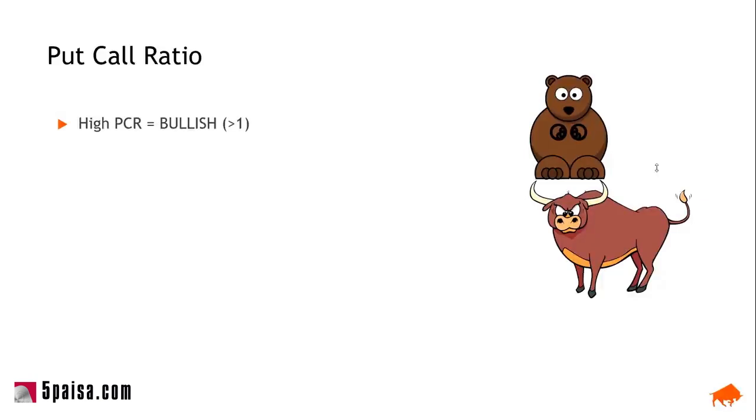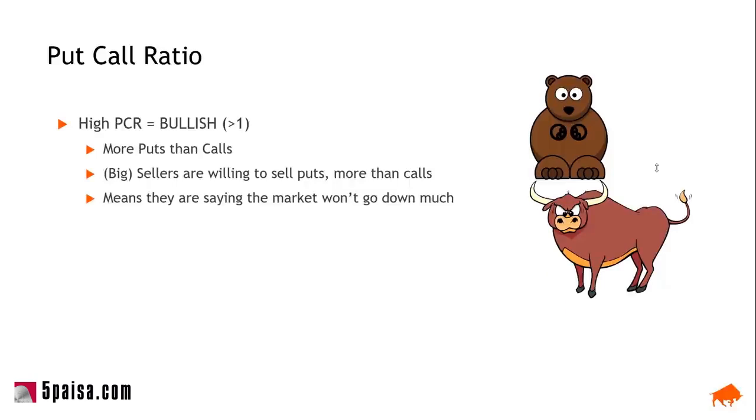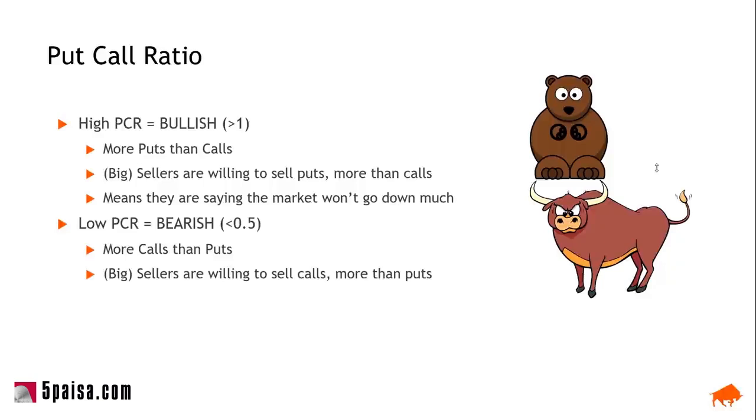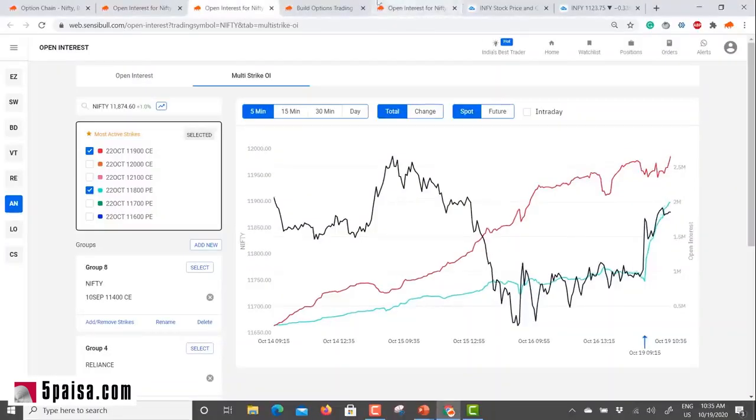A high PCR means it is bullish. Why? Because there are more puts than calls. It means that the big sellers are willing to sell puts more than calls. It means that they are saying the market won't go down much, right? And a low PCR is bearish, more calls than puts. Big sellers are willing to sell calls more than puts, which means that they are scared of market falling and not so much of rising, right? So let's take some examples here again.